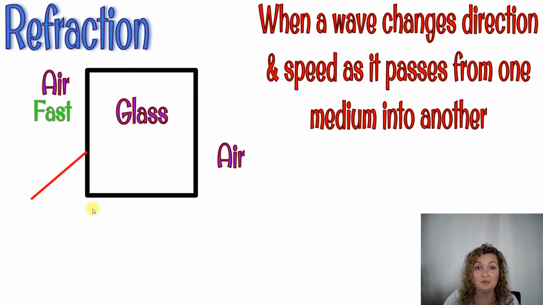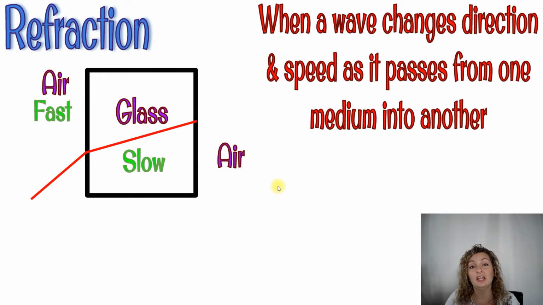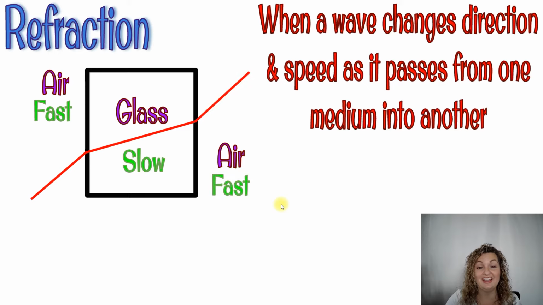When it gets to glass, though, glass is a solid and it's pretty densely packed with particles. So it's going to actually slow down. And when it does that, it's going to change direction. And we call that refraction, okay? So that slowing down and that bending as it enters a new medium is called refraction. Now, when it goes from glass again to air, it's going to speed up again, okay? Because now it's going into that low dense area where it doesn't take as long to travel through those particles in air like it does in glass.